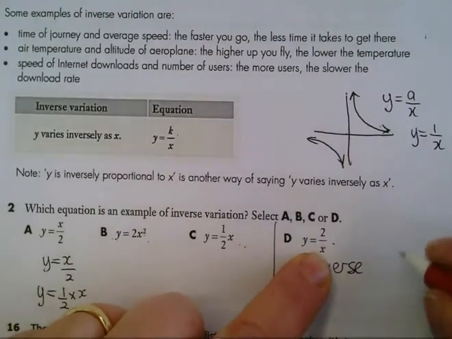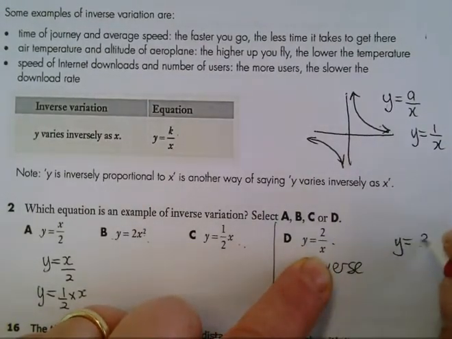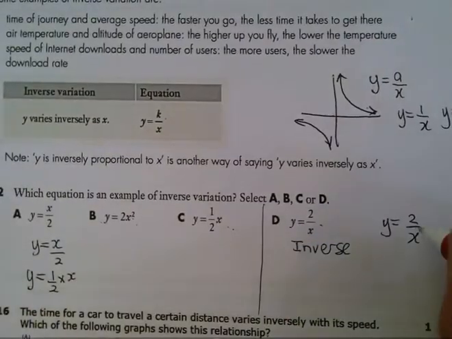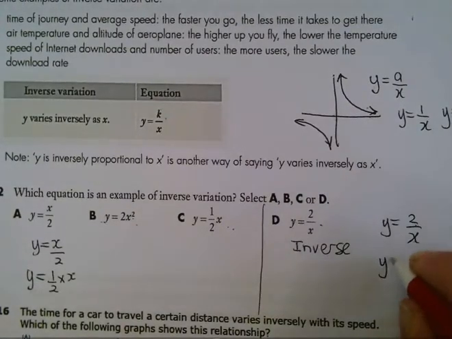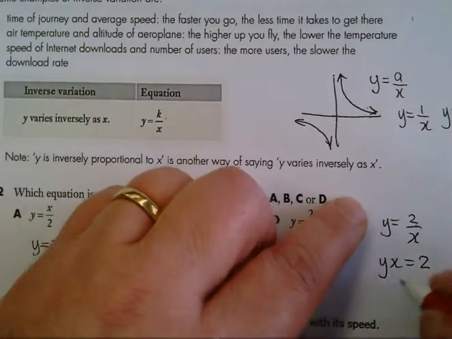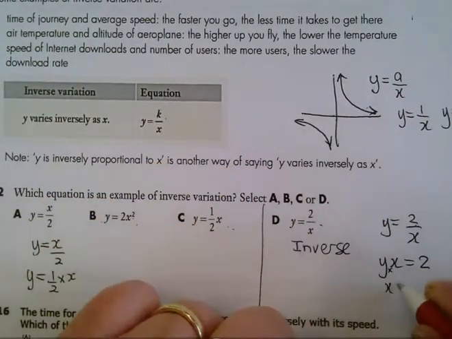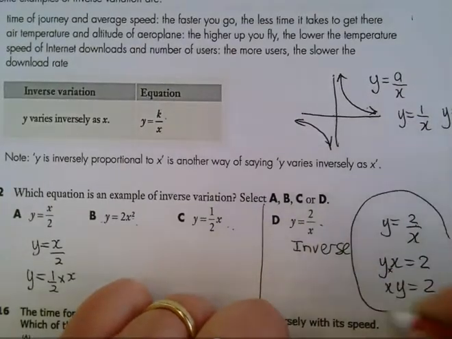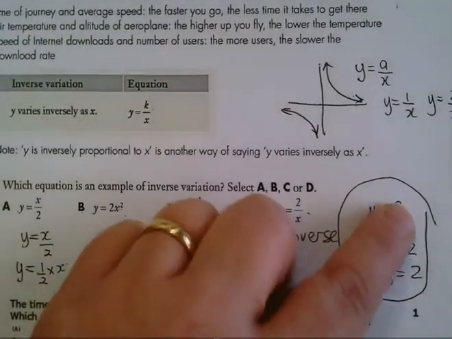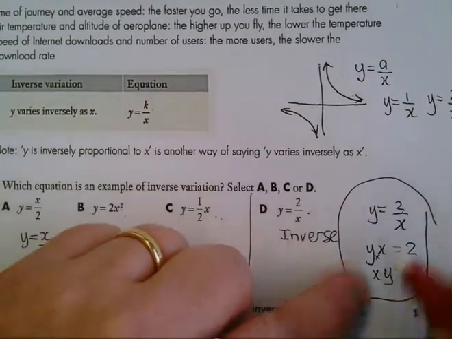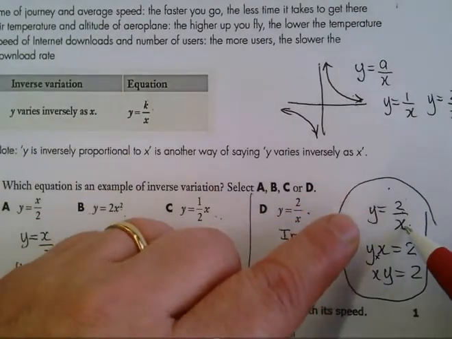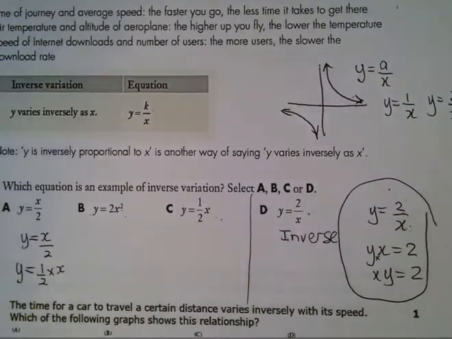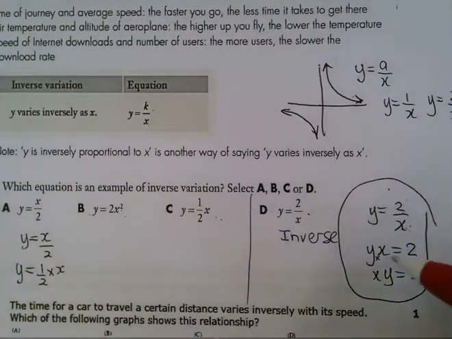Now, if I rearrange this equation, girls, say I've got y equals 2 over x. What's the inverse of dividing by x? What's the opposite of dividing by x? Timesing. That graph could also look like this: y times x equals 2, or x times y is 2. All of these are the same thing. So an inverse variation graph or a hyperbola can also, instead of y equals 2 over x, if the inverse operation of dividing by x is timesing by x, look like this: x times y is 2.